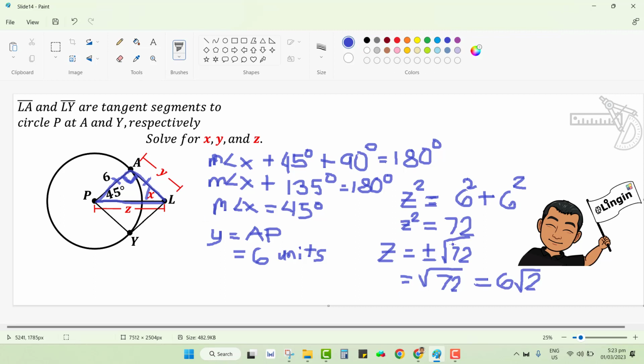Of course, if you have missed it, you could also use the special right triangle, the 45-45-90 right triangle, which tells us that in an isosceles right triangle, the hypotenuse is automatically square root of 2 times any of the legs. So it is square root of 2 times 6, being the measurement of the leg. These are the values for x, y, and z, where x is an angle and y and z are both measurements of segments, or specifically sides of a triangle.